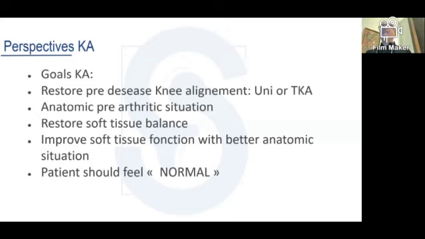Then, after these basic elements, we move to the perspective for knee alignment and the goal of knee alignment. Why? To restore the pre-disease knee alignment with an arthroplasty, whatever it is, unicompartmental or total knee arthroplasty. We have to restore an anatomic pre-arthritic situation. We have to restore the soft tissue balance and improve the soft tissue function with a better anatomic situation.